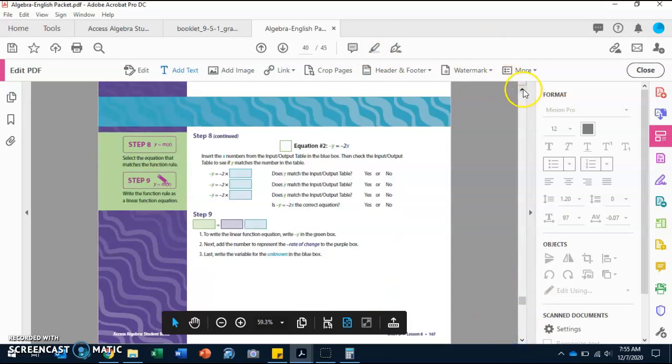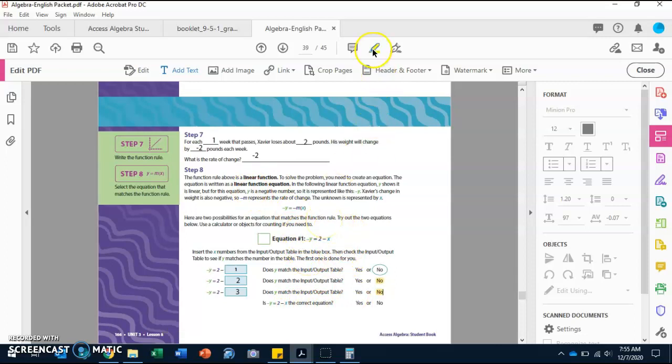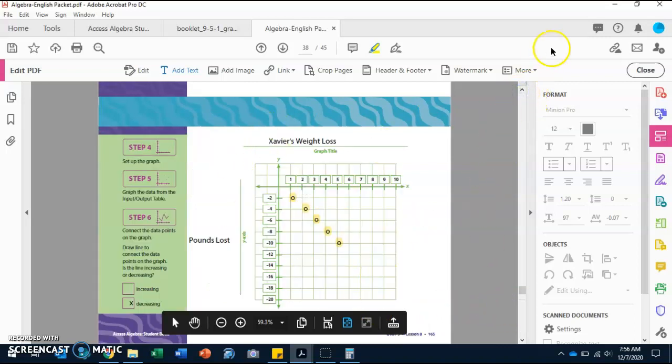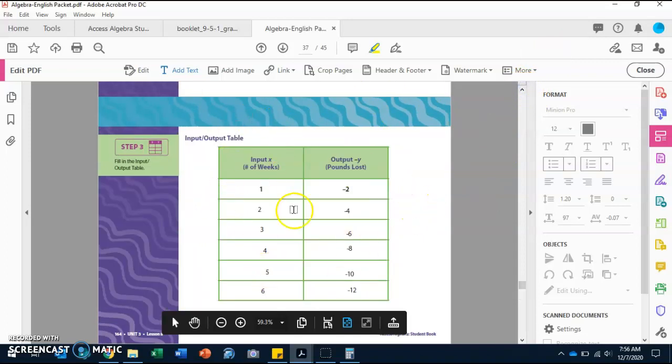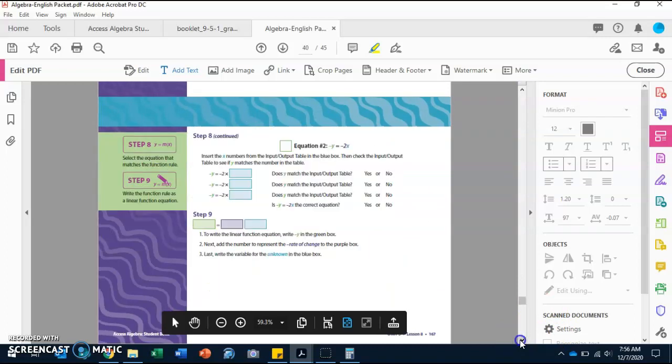So then they're telling us, is negative y equals 2 minus x the correct equation? Is this the equation to find out what we just plotted? No, correct, because none of the answers were right. They did not match what we had in our graph right here, or in the input and output table right here. So that cannot be our equation, guys.